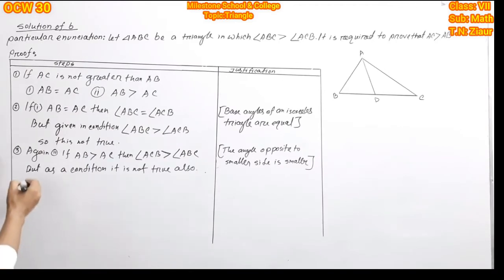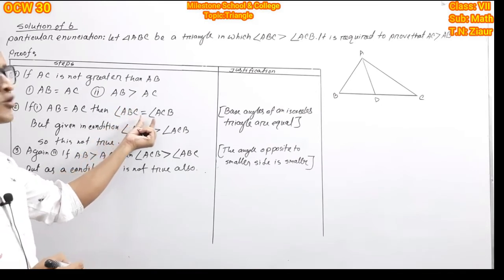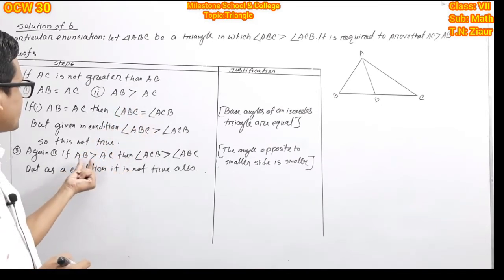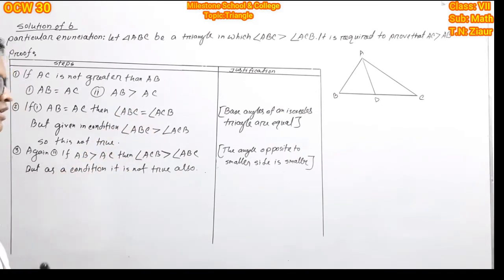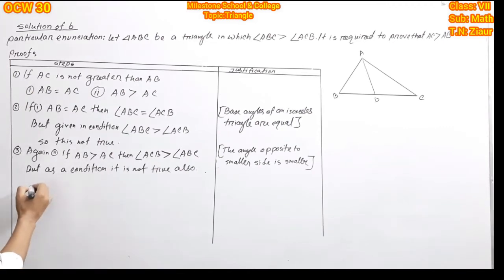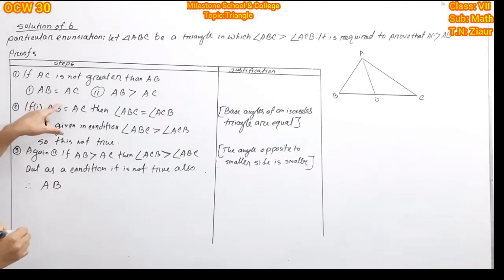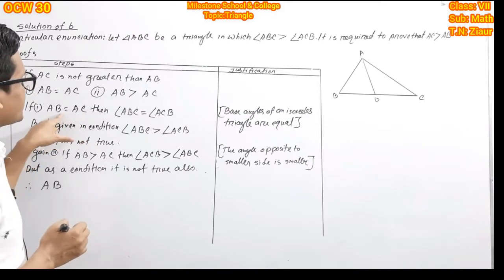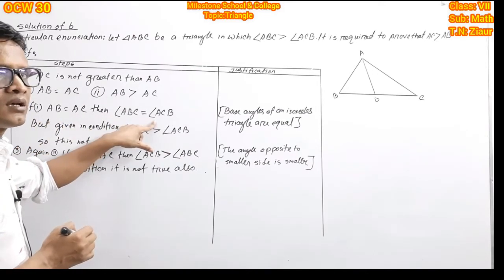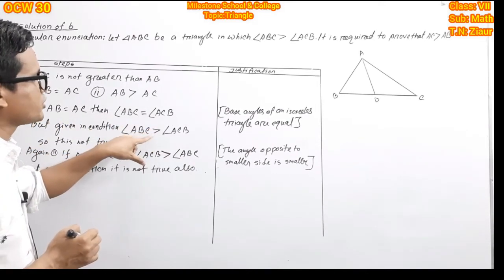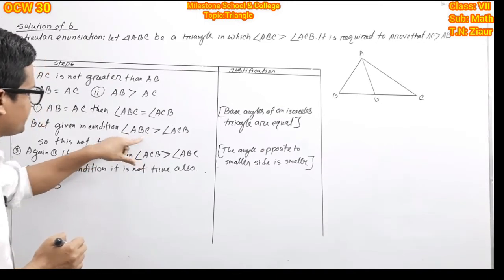Okay, so step 3. Therefore we can write here that AB and AC are not equal, and also AB is not greater than AC, that means we can tell AC is greater. So here we have proved: if AB is equal to AC, then this angle is equal, but in the given condition it is not. So angle B is greater.